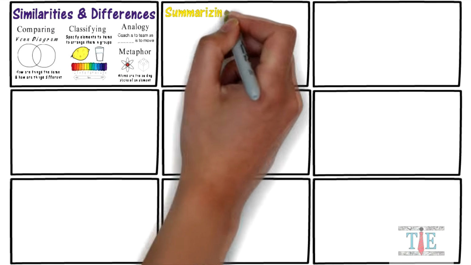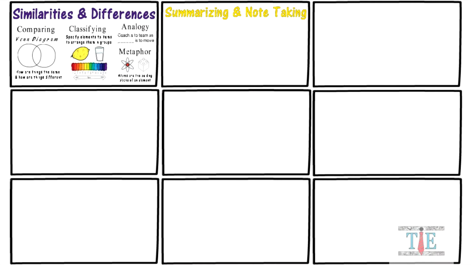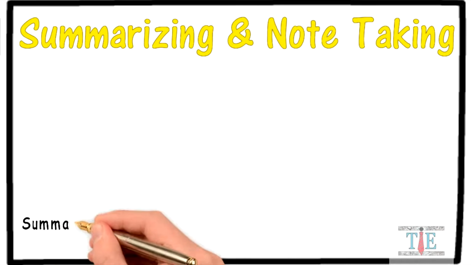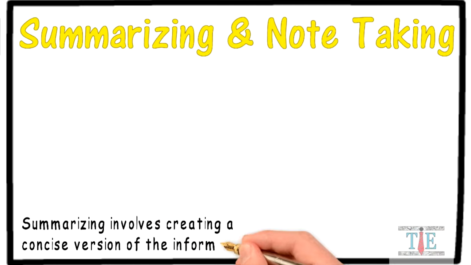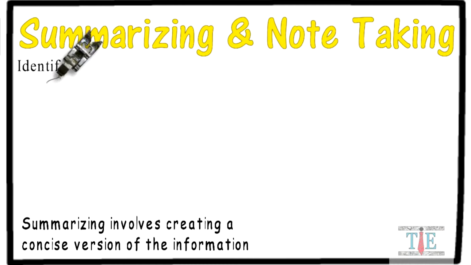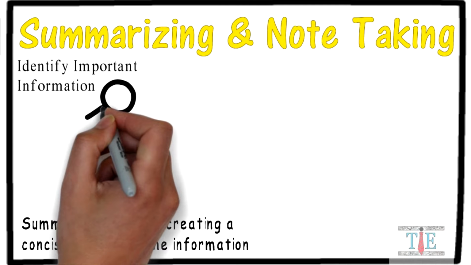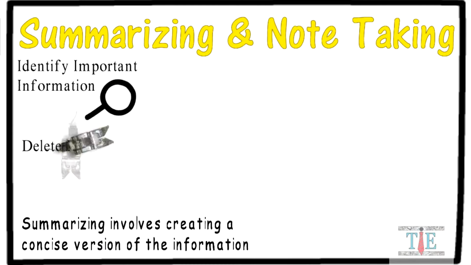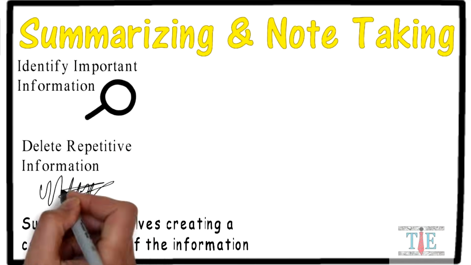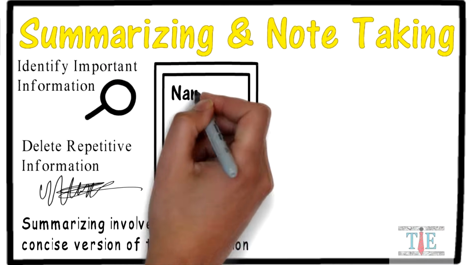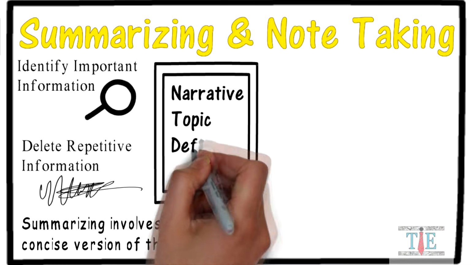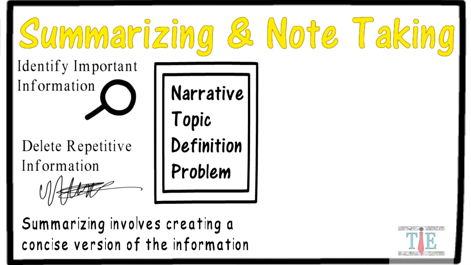Let's move on to the next strategy, summarizing and note-taking. Students are often asked to summarize, basically meaning to create a concise version of information. The first thing you want to teach students is to identify important information. Takes understanding of the content. Students can delete repetitive information and use summarizing to get down to the brass tacks. There are several different types of summary frames that students may use. They include the narrative frame, topic frame, definition frame, and problem frame.